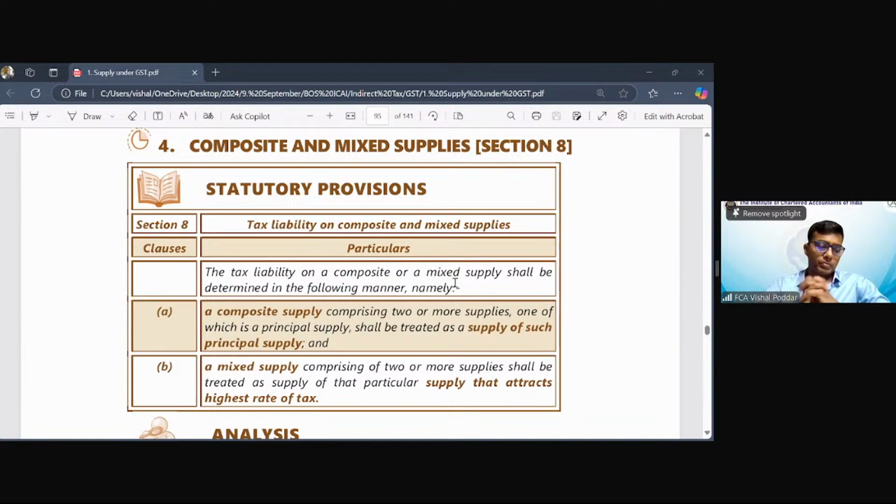Similarly, second example, you go to a movie theater. Now, when you go to a movie theater, you buy the movie ticket, which is separate. And then whenever you want, you can go for some cold drink, some coffee, some sandwich, which is separate.